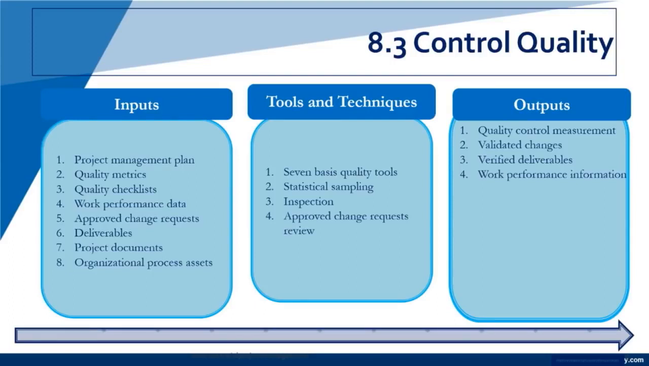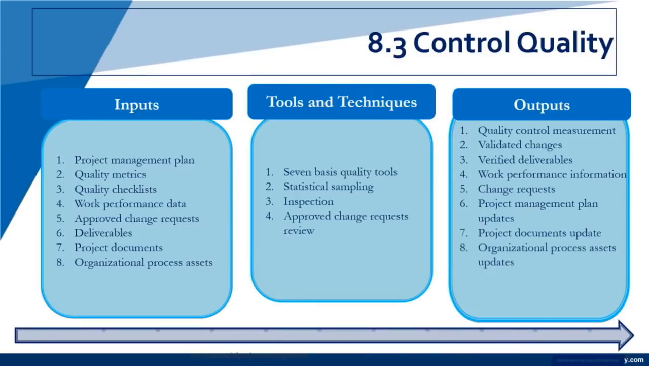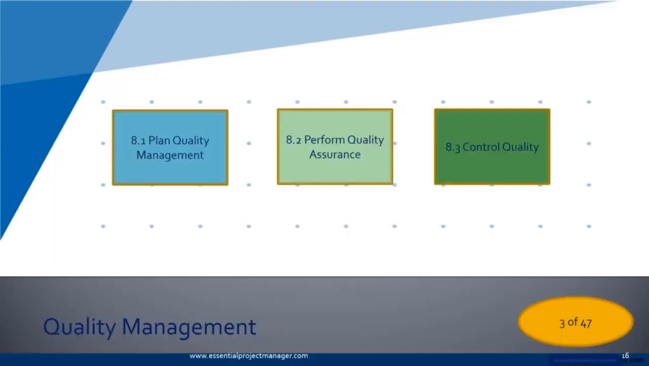We have the work performance information. Again, noted earlier, we get data on the input side, we work our tools and techniques, we get performance information on the output side. So we see what's happening, but we interpret it with tools and we output it to the appropriate place. We get change requests. Even now, we may see that changes need to be instituted, need to be put out there. We get project management plan updates. Like I was saying, things get updated. And project document updates. Organizational process asset updates as well.